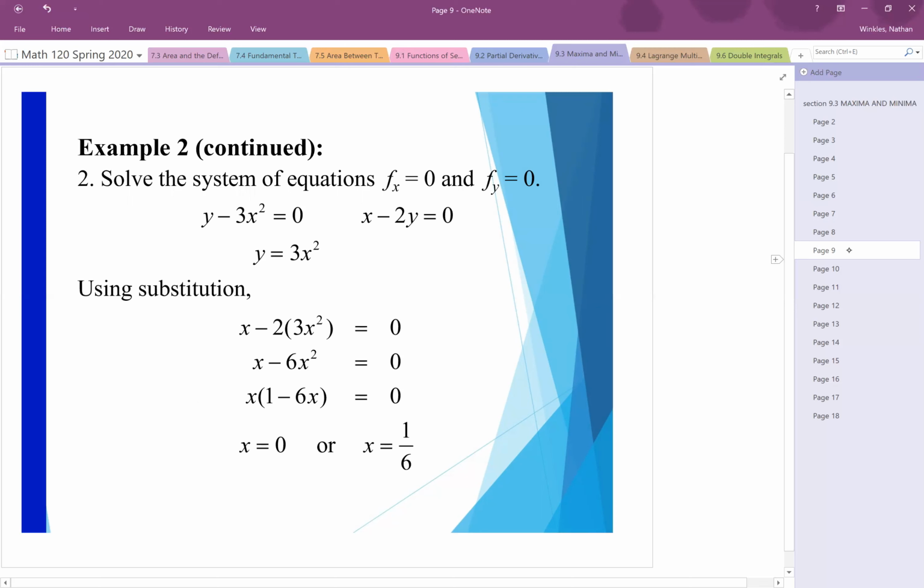So by the same exact theory of systems of equations, y minus 3x squared equals 0 and x equals 2y. The only reason I chose y equals 3x squared to plug in is that when I substitute in, I don't have to raise it to a power.